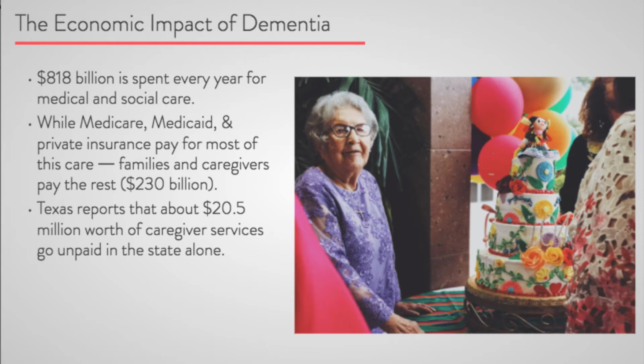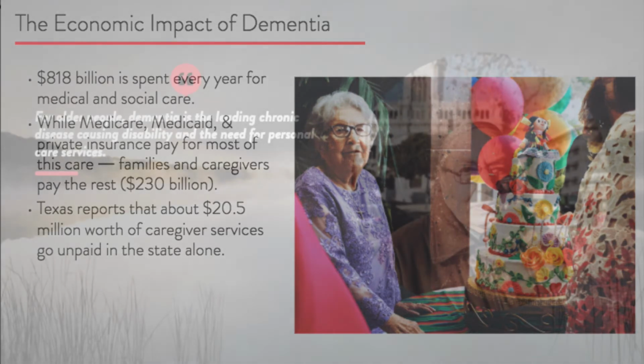Although this number seems very large, it still does not account for the many unbilled hours of caregiving from family members and caregivers. As of 2018, Texas reportedly has about 1,500 caregivers that spent over 1.5 million hours in unpaid care. This amount of unpaid care was valued at over $20 million.